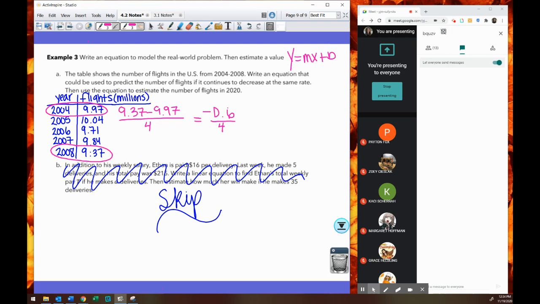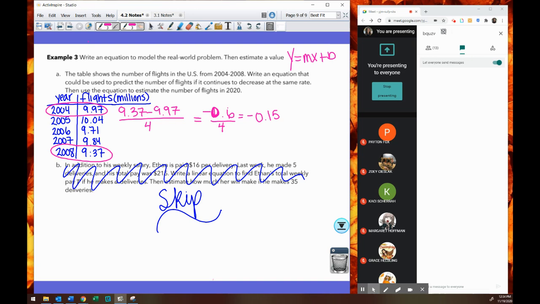So then when we divide it, we're going to get a change of negative 0.15. So our flights are decreasing by about 15,000 flights per year. So we're in millions. Does that say negative 0.6? Yeah, I don't know what happened to my pen there. It kind of just flattened out. So that's my slope. Again, a table is just a different way to organize your data.